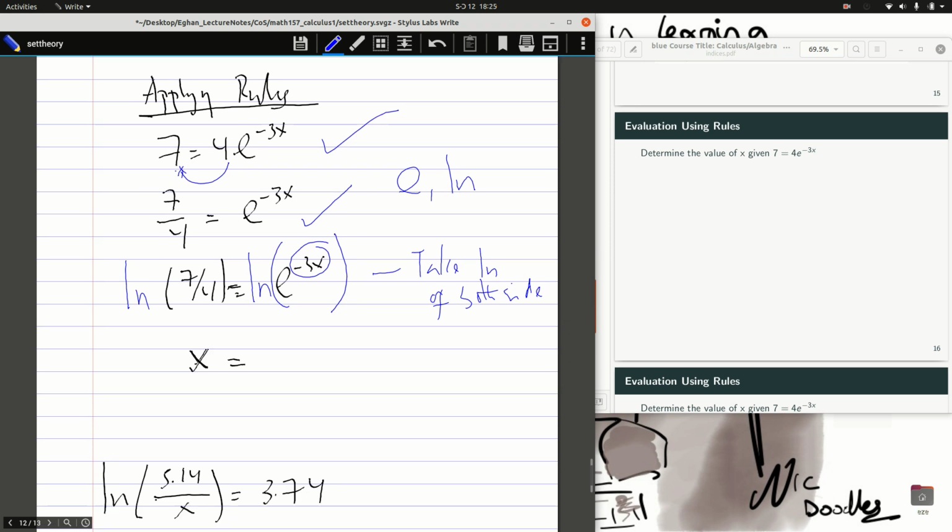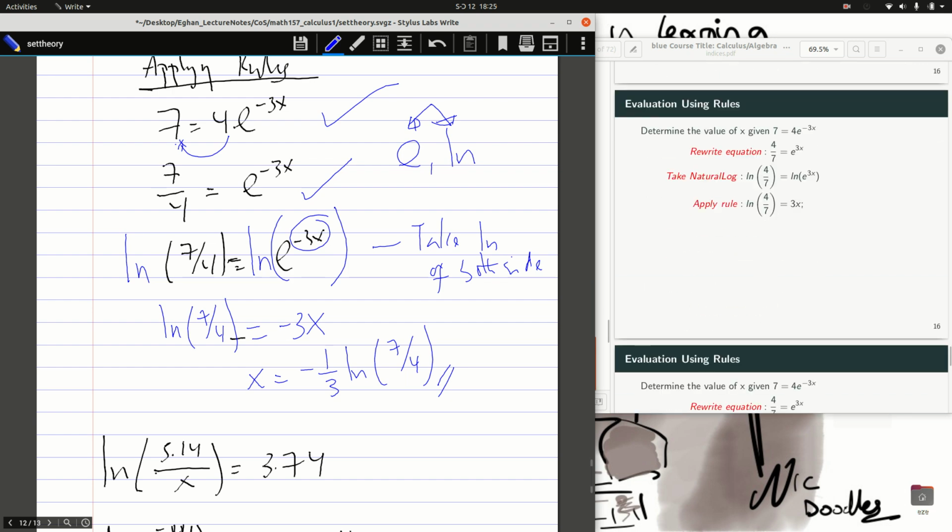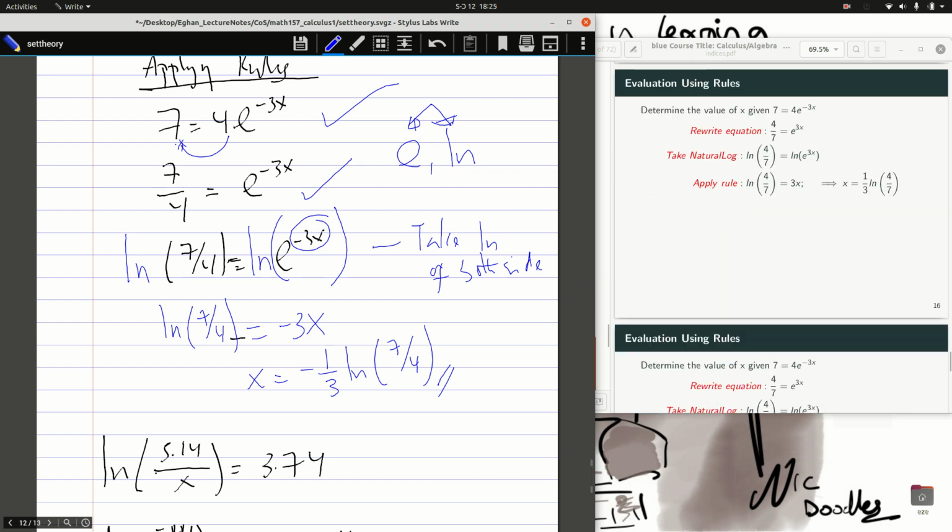If I take the ln of both sides, you realize that I'll have, let me not rush through this example, ln of 7 on 4 equated to negative 3x. Why? Exponential and ln have an inverse relationship, and so simply my x can be negative 1 on 3 ln of 7 on 4. That is how we use the exponential and the natural log relation. And so that is it. I think in the question I used negative 3 and solving I used positive 3. Sorry for the mistake.